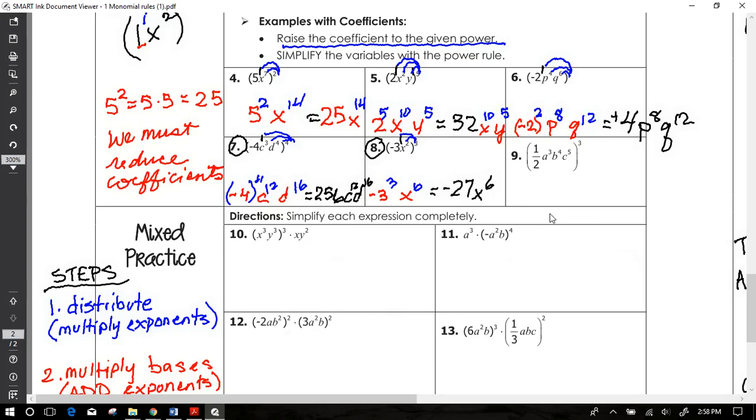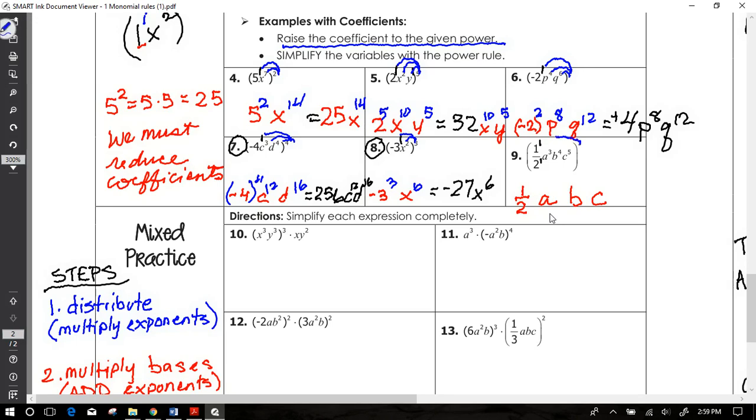Alrighty, now we're ready to do one with a fraction. Okay, so I need to be sure that I know the exponents for both of the numbers in the fraction. Okay, and then I'm just going to share it like always. So 1/2 is a base, A is a base, B is a base, C is a base.